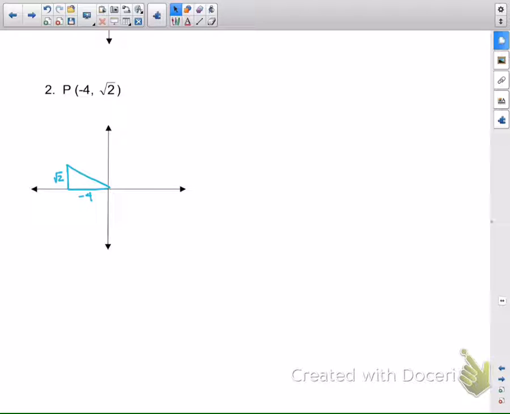Pythagorean theorem. It does not matter what is a and what is b. So I can do √2 squared plus -4 squared equals c squared. It just matters that I know c is what I'm missing, right? If I square √2, what's that going to give me? 2. If I square -4, it's going to give me 16. So that means c squared is going to be equal to 18. And when I square root both sides and simplify the square root, what is c going to be?